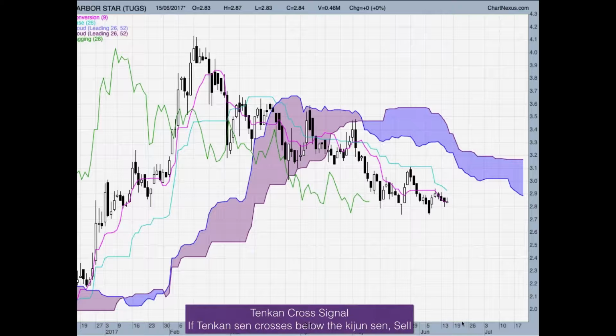This is the chart of TUGS. It produced a bearish signal when the Tenkan-sen crossed from above the Kijun-sen to below the Kijun-sen. After this, prices dropped dramatically, and the price crossed below the Kumo, which confirms the bearishness.